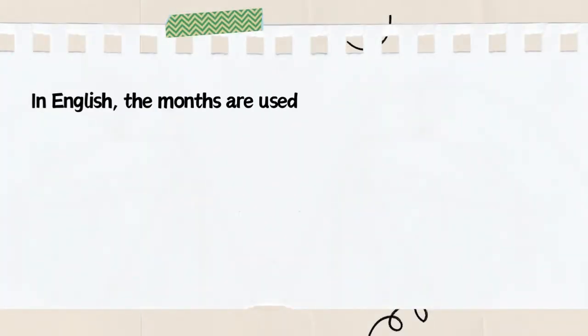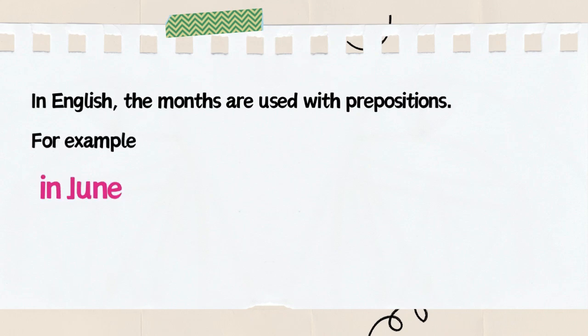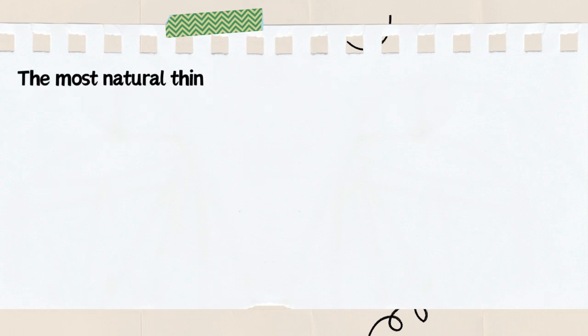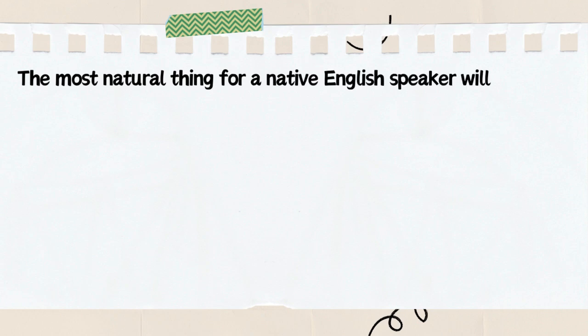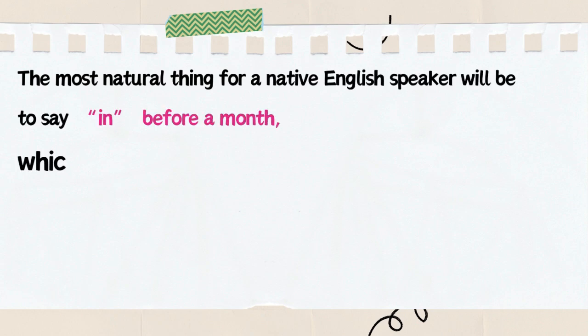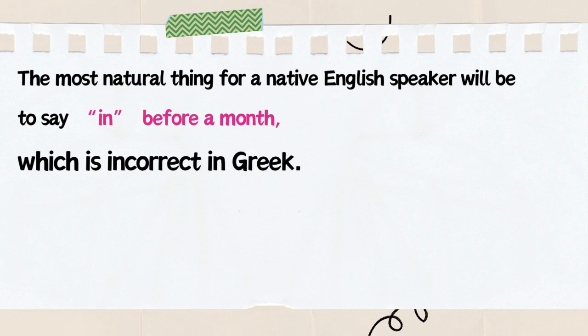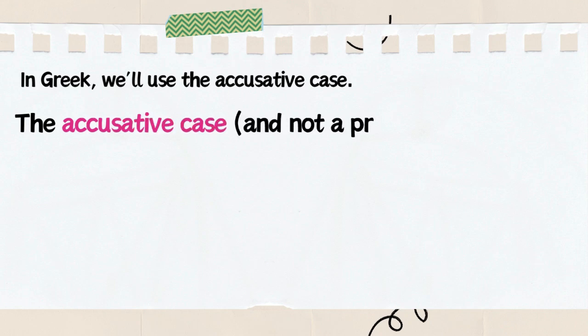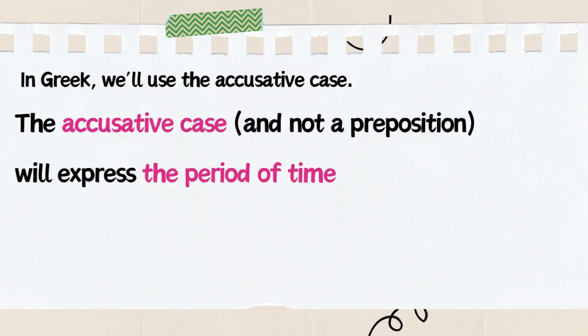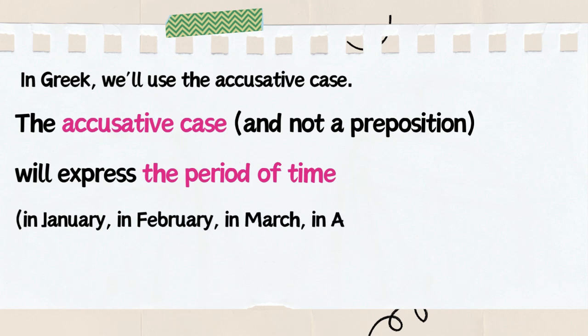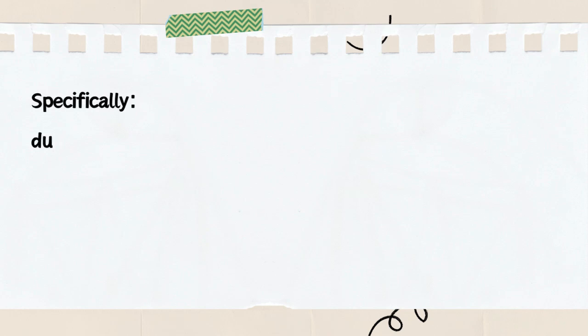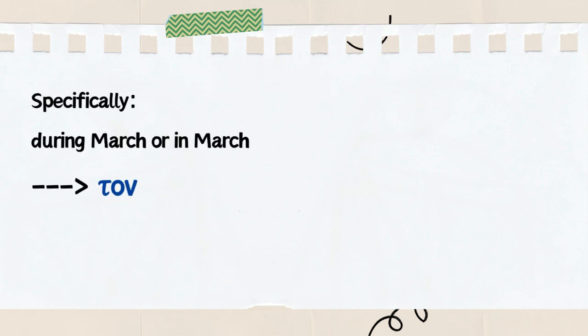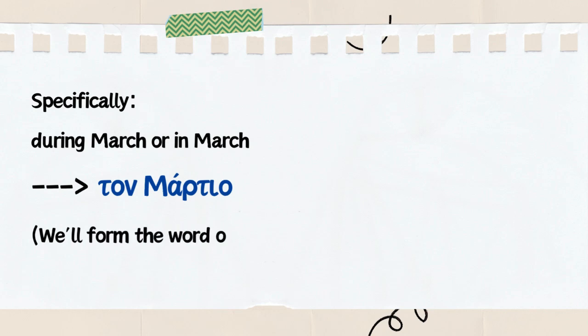In English, the months are used with prepositions. For example, in June. The most natural thing for a native English speaker will be to say in before a month, which is incorrect in Greek. In Greek, we'll use the accusative case. The accusative case and not a preposition will express the period of time in January, in February, in March, in April, etc. Specifically, during March or in March, τον Μάρτιο. We will form the word ο Μάρτιος into accusative.